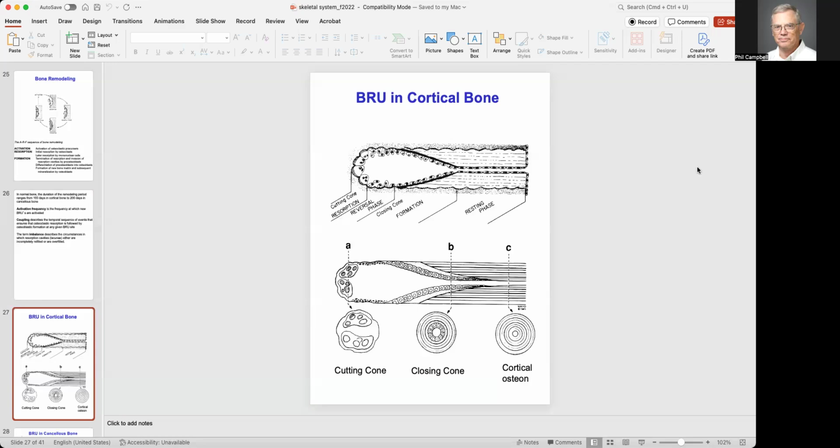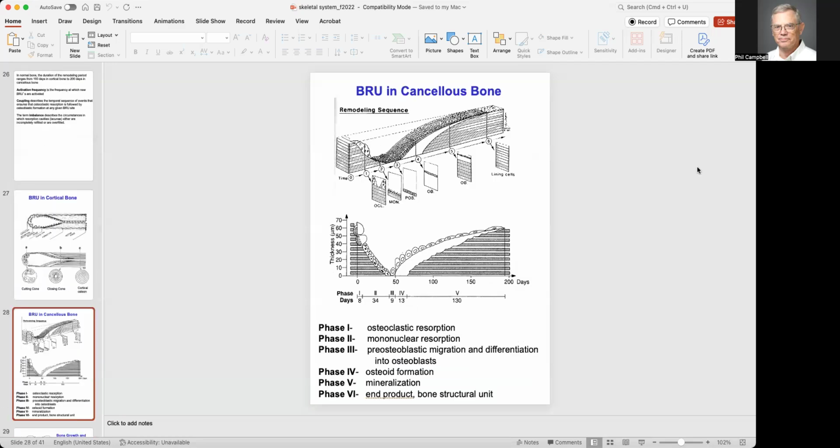What about trabecular bone? I want to focus on trabecular bone because this is where most of that metabolic activity is happening, all right? Now, it takes not 100 days, but 200 days. And if we look here, we're going to present it like this. So it's on the surface of the bone. And basically, time, this is 0, this is 200 days, all right?